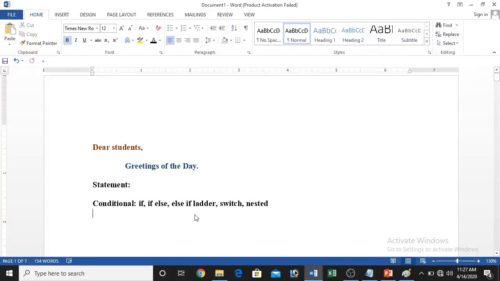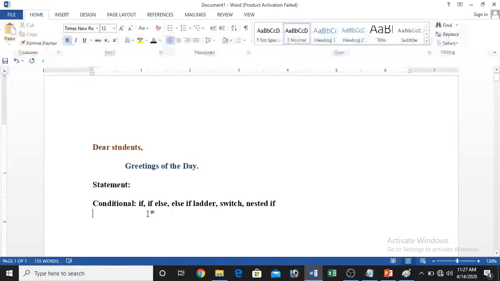So let us have a brief introduction. Conditional statements are statements which get executed depending on a condition, in the sense that a statement will be executed depending on whether a particular condition is satisfied or not. There are different types of conditional statements: you have if, if else, else if ladder, switch, and nested if. These are the different categories of conditional statements we have.